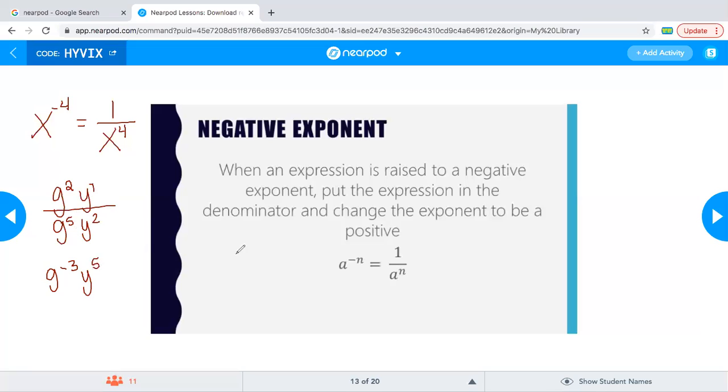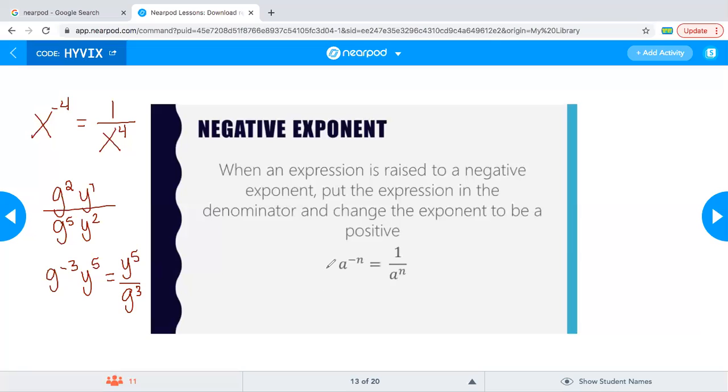Is that all the way simplified? No, because there's a negative exponent. So where will g to the power -3 go? The denominator. But y to the power 5 stays on top because that's a positive exponent. So this will end up being y to the power 5 over g to the power of 3.